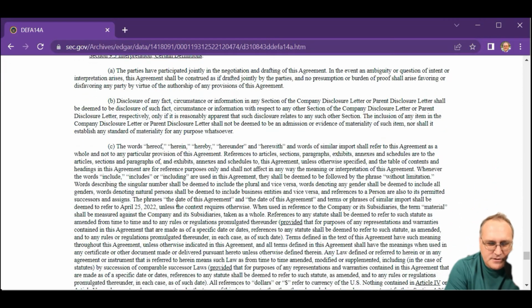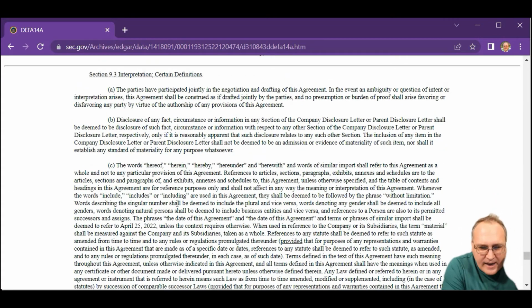Interpretation. Now, there's a provision, 9.3(a), I found very interesting. So you can see they said, and this is common for large commercial transactions, the parties have participated jointly in the negotiation and drafting of this agreement, right? So what they're saying here is, don't hold one side or the other responsible if there's a problem, right? Well, that's what the next clause says.